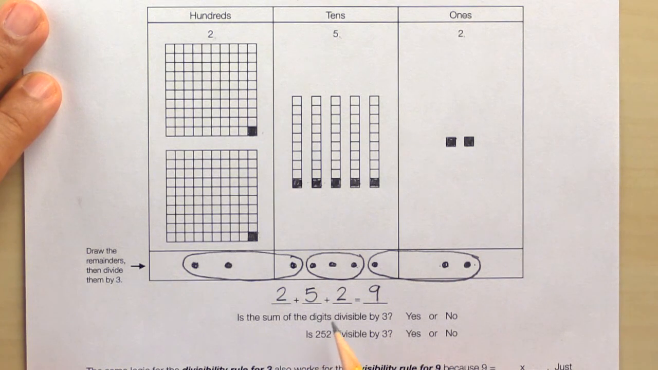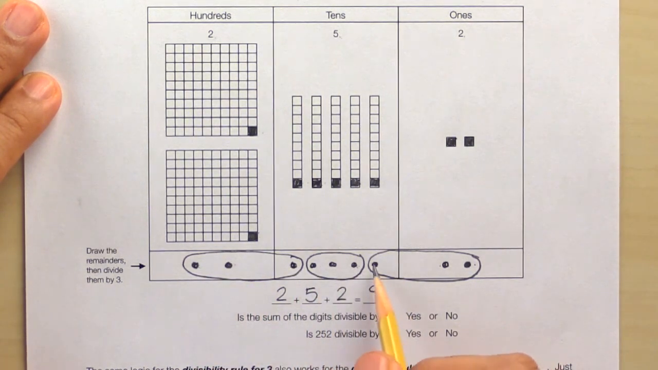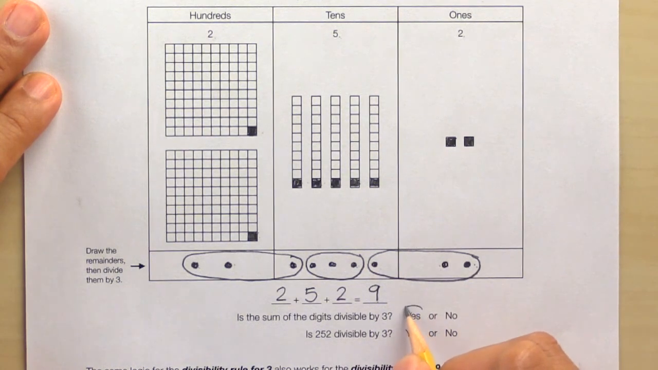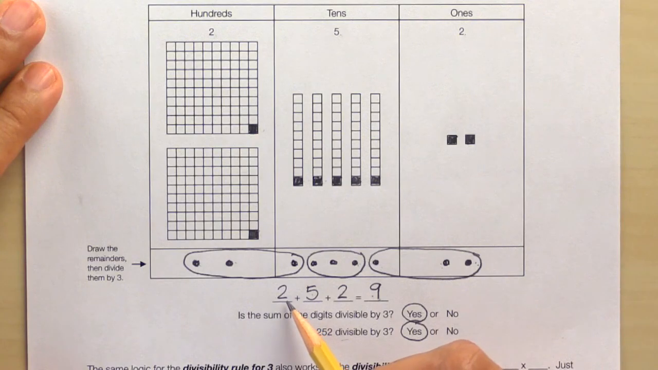Now let's answer the two questions. Is the sum of the digits divisible by 3? And as you can see here, 9 is divisible by 3. 1, 2, 3, 1, 2, 3, 1, 2, 3. So we'll circle yes. Is 252 divisible by 3? And the answer here is also yes. So once again, here's the divisibility rule for dividing by 3. Add up the digits in the number, and if the sum is divisible by 3, then the entire number is also divisible by 3. Let's finish up the lesson.